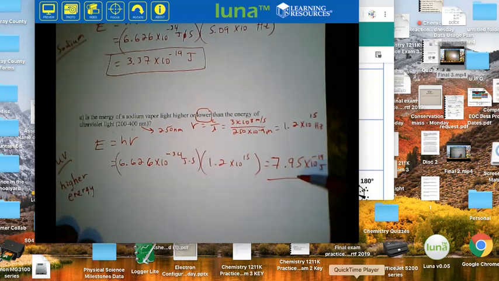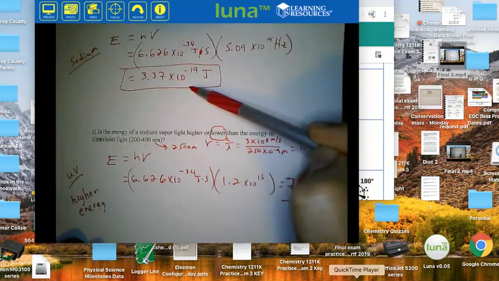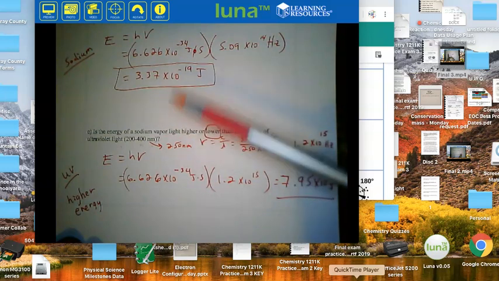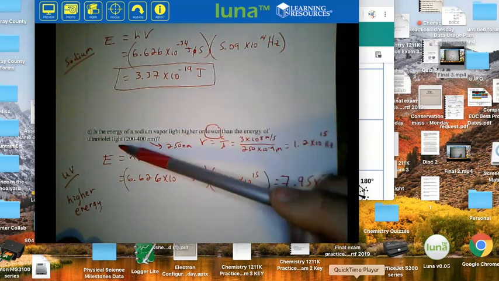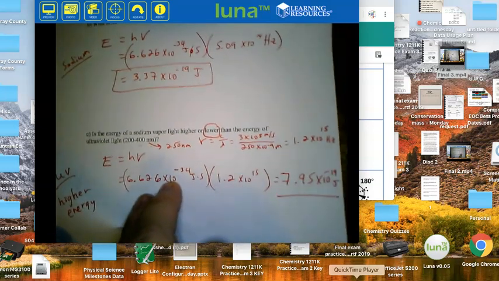So this number is actually larger than the energy from a photon from the sodium lamp. And so because this value is larger here, we know the energy of the sodium vapor light is lower than that of the energy from ultraviolet light, which I proved here. You don't have to prove it, you could just say higher or lower, that would be fine too.